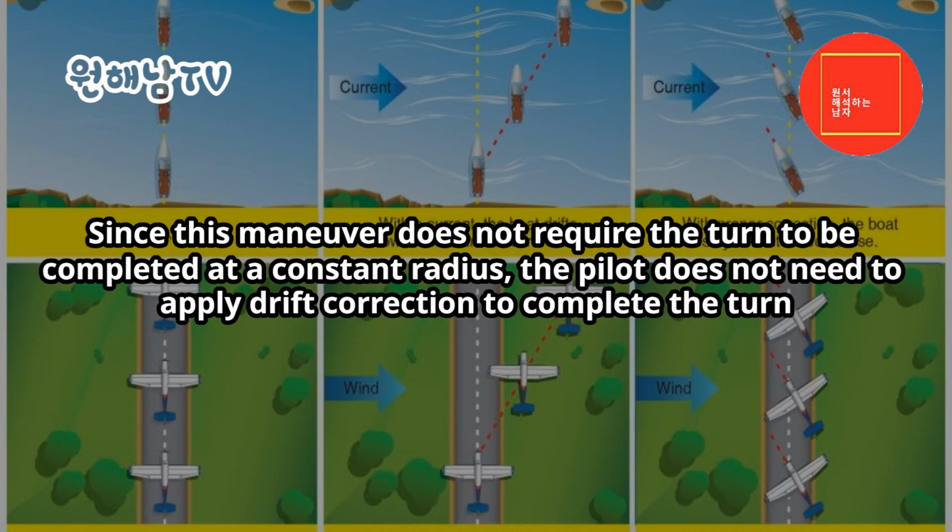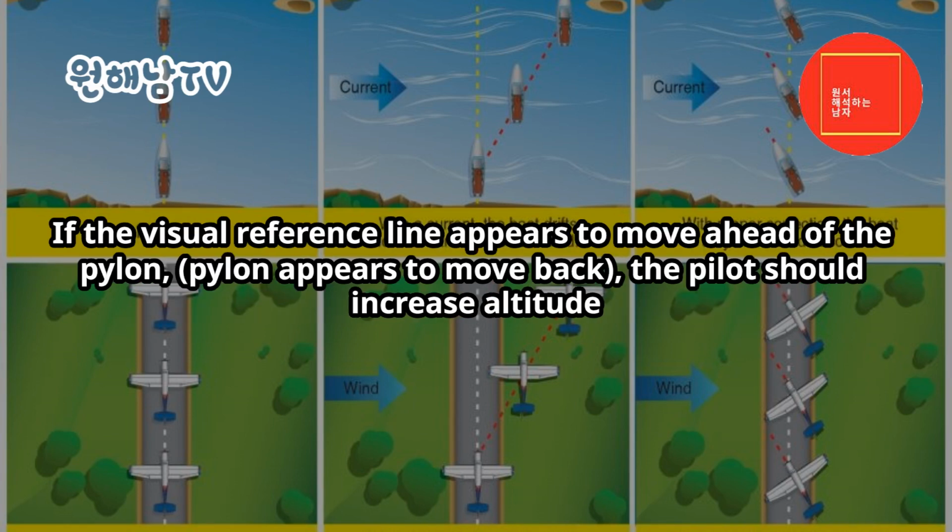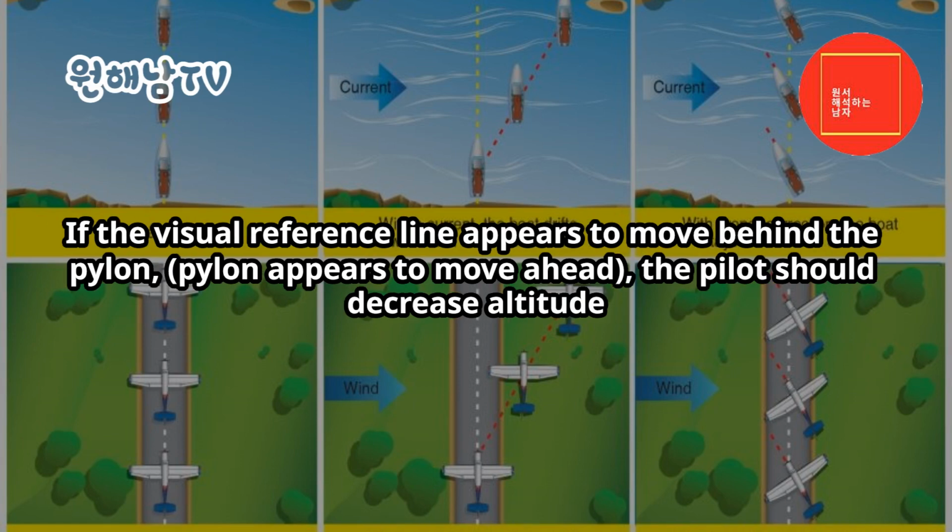Since this maneuver does not require the turn to be completed at a constant radius, the pilot does not need to apply drift correction to complete the turn. If the visual reference line appears to move ahead of the pylon, the pilot should increase altitude. If the visual reference line appears to move behind the pylon, the pilot should decrease altitude.